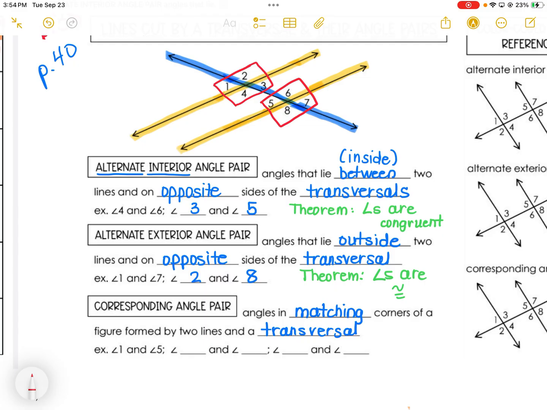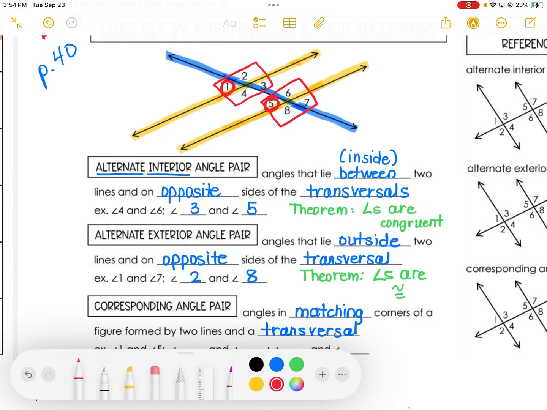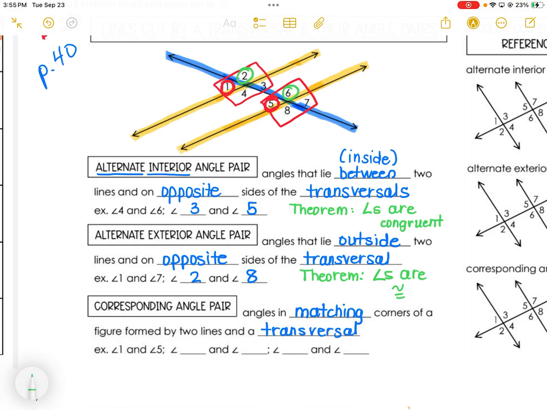When we're talking about matching corners, it gave us the example of angle 1 and angle 5. Those are corresponding angles. Look at the little rectangles I drew around those. Angle 1 is in the top left of that box, and angle 5 is in the top left of that box. So they're in matching corners. Another corresponding pair would be 2 and 6. Those are in matching corners, the top right corner. So top right, top right. So 2 and 6 would also match.